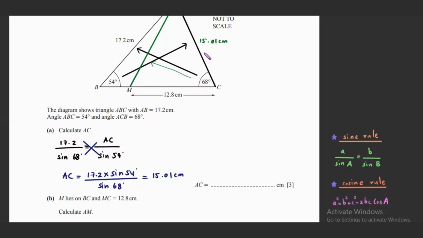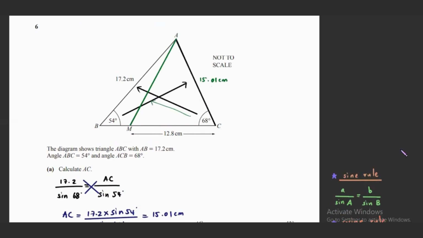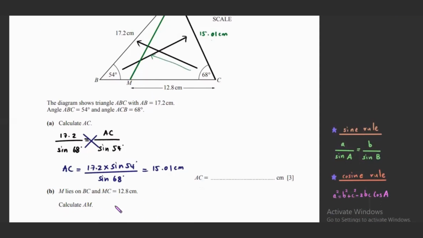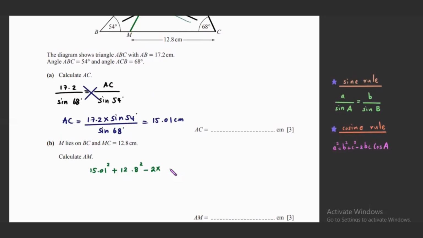So I'm going to write, I have 15.01 centimeters. So that's going to be 15.01 squared, and then I need to square 12.8. I need to deduct 2 times 15.01 times 12.8 times the cos angle. So cos angle, that is cos 68. And I need to do the square root of this answer.